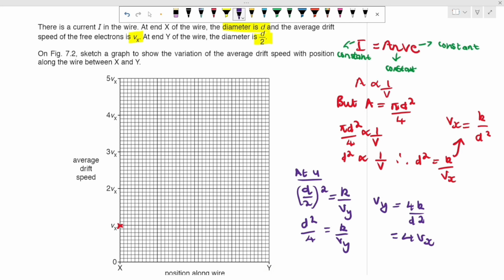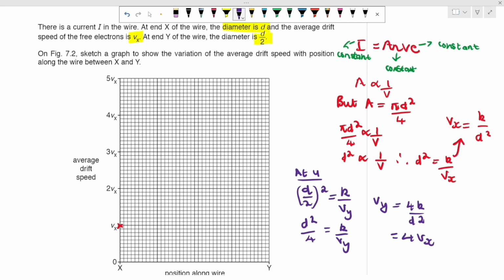Or you can just go here and say if you halve this by 2, it means that it reduces by a factor of a quarter. So 1 over v will increase by 4. But I would really encourage you to use equations. They are much easier to understand, in my own opinion. We can argue otherwise, but I think they're much easier to understand.